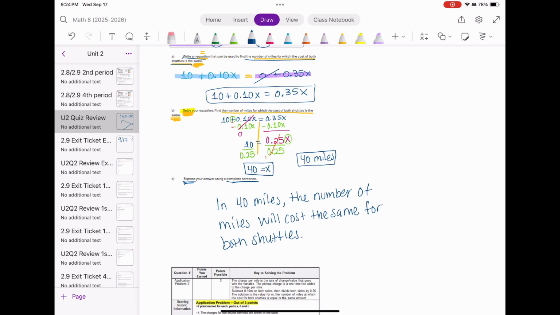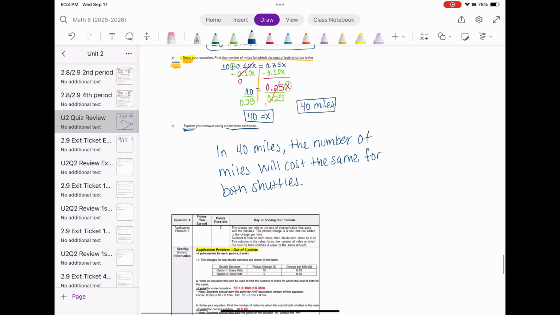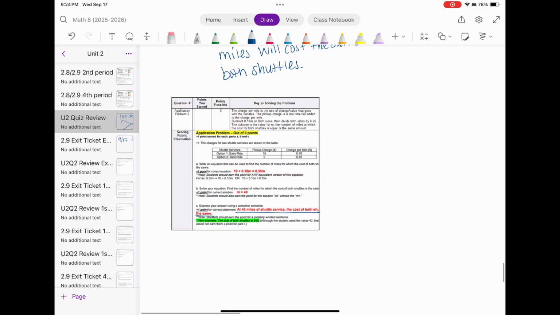And then I can show you how we teachers grade this type of questions. So you see right here where it says C, it says you can get 1 point for this correct statement. And there's an example. At 40 miles of shuttle service, the cost of both shuttles will be the same. So that's another way you can write the sentence. You also see that the equation is written with m's, but underneath it says that it can also be written with x's. So you can never go wrong with changing any variable to an x.